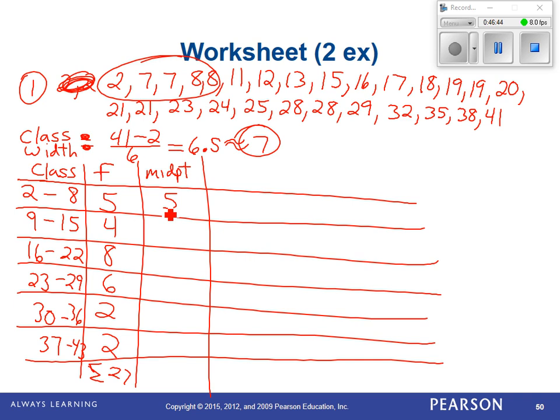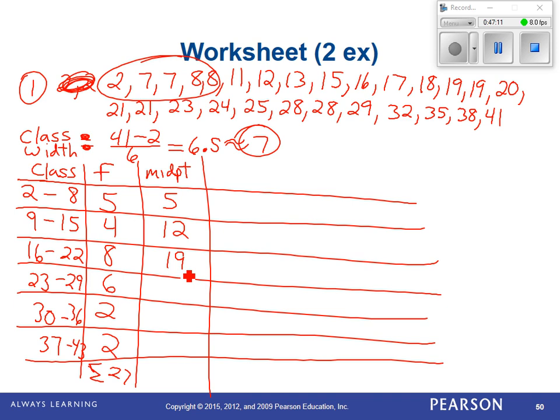9 plus 15 is what? 24. 24 divided by 2. 12. 16 plus 22 is 38 divided by 2. 19. Now we're starting to struggle.